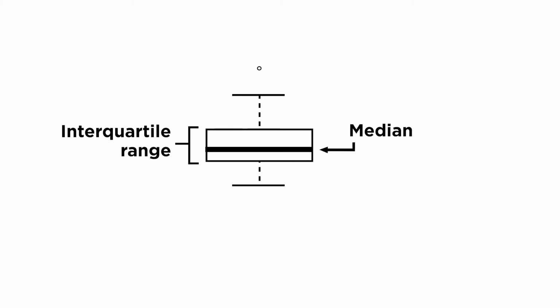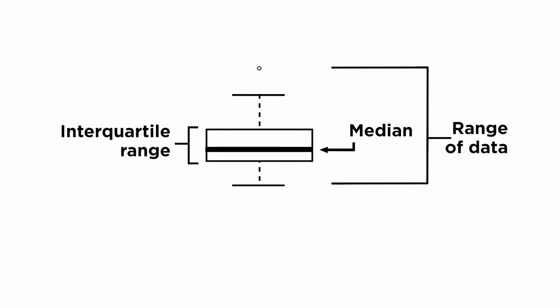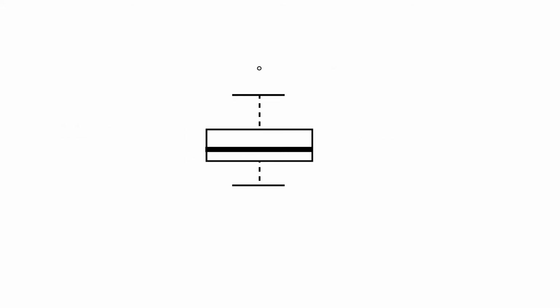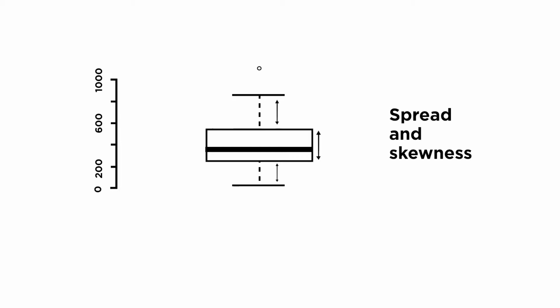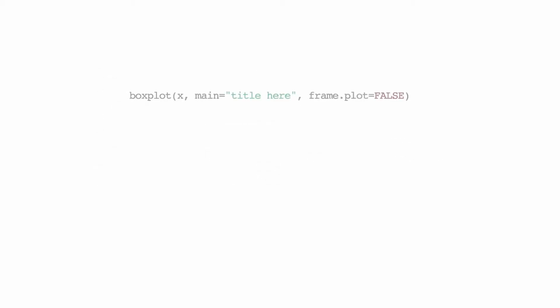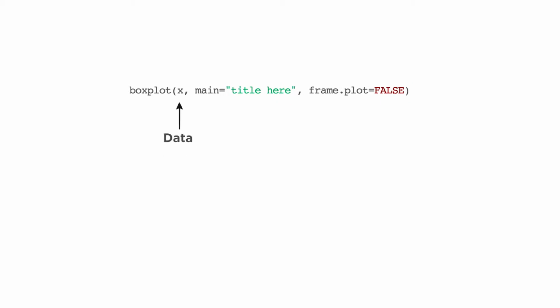Box plots. A box and whisker plot provides a depiction of the median, the interquartile range, and the range of the data. The spacing between the different parts of the box help indicate the spread and skewness in the data. We can produce a box and whiskers plot of a single variable using the boxplot function. The usage is the following, where X is the data from which the box plots are to be produced, main is the title, and frame.plot equals false removes the frame around the plot.